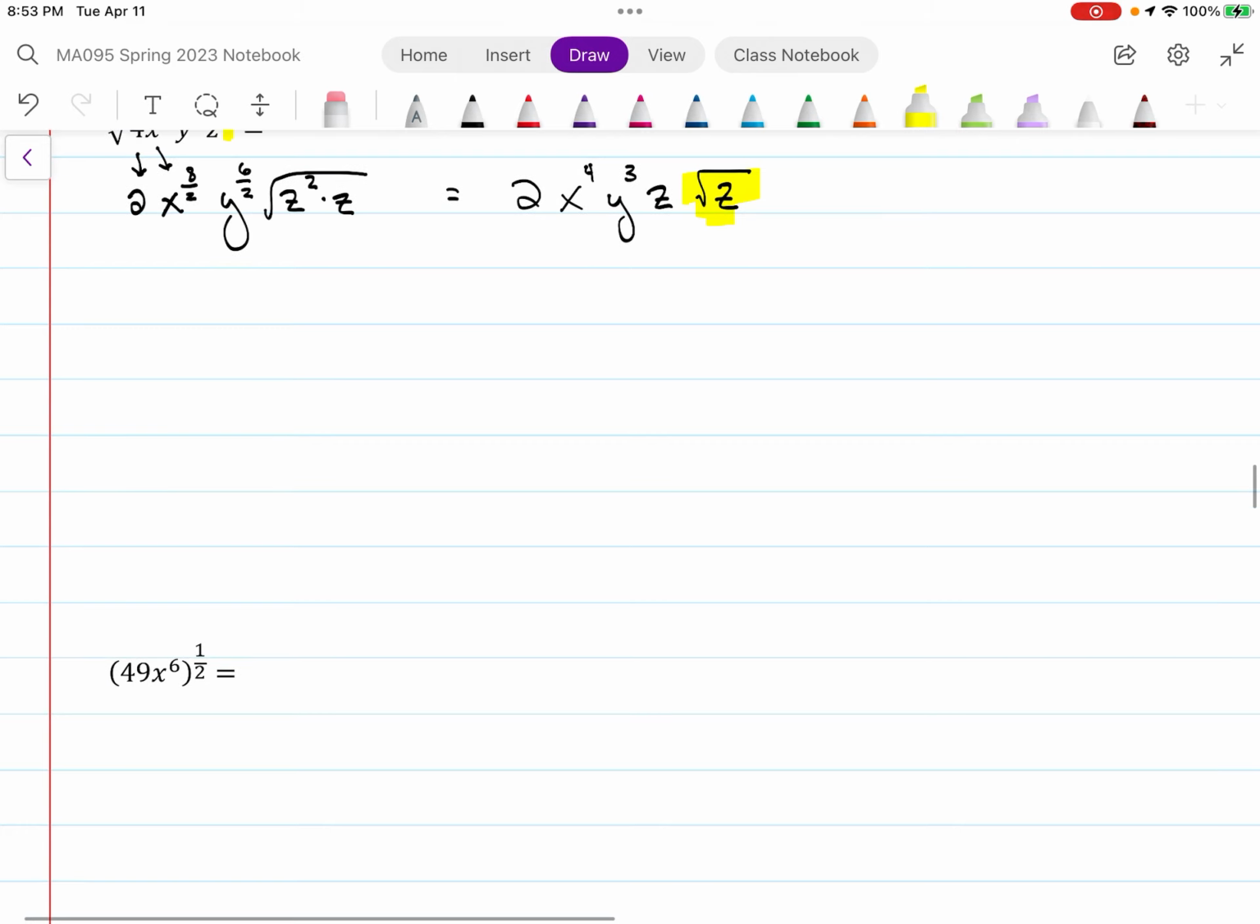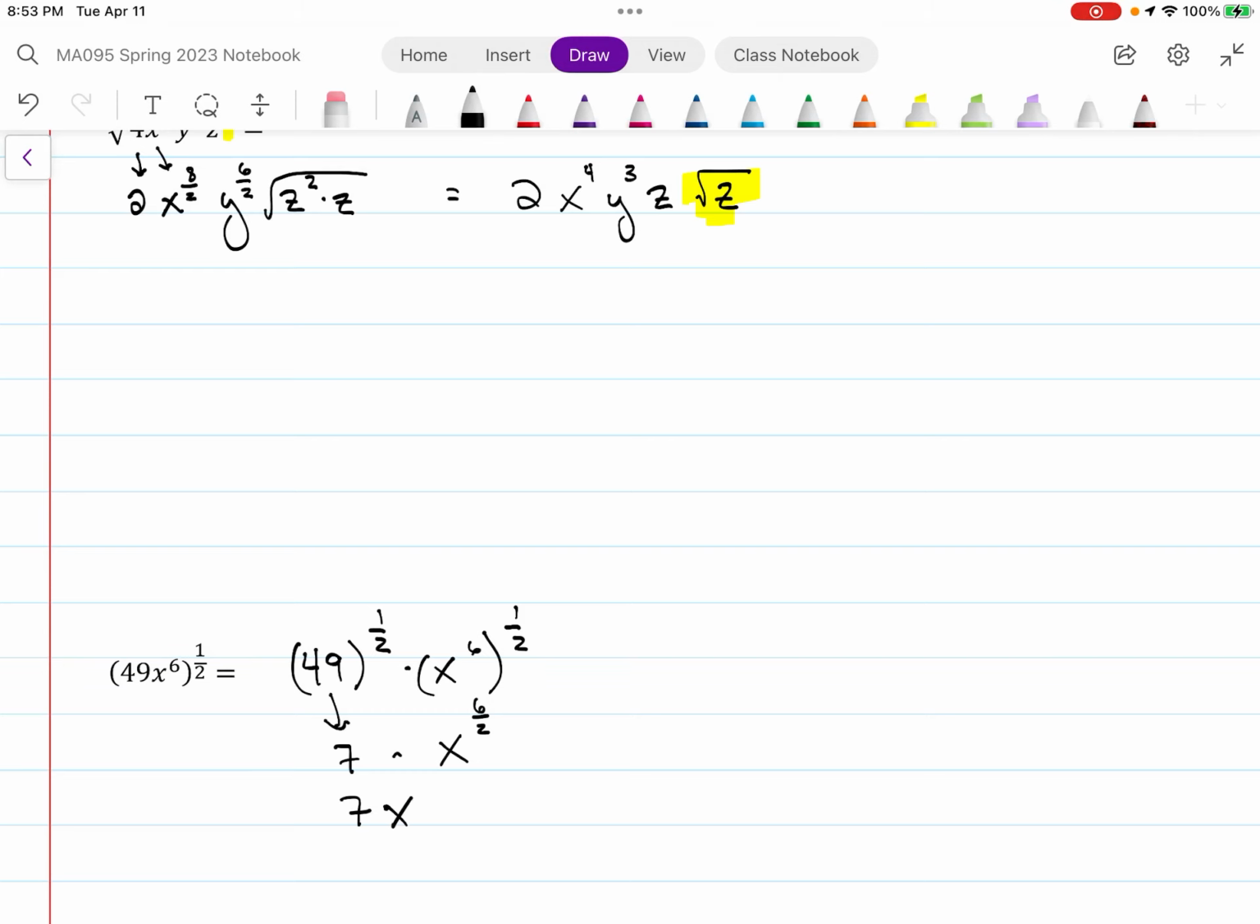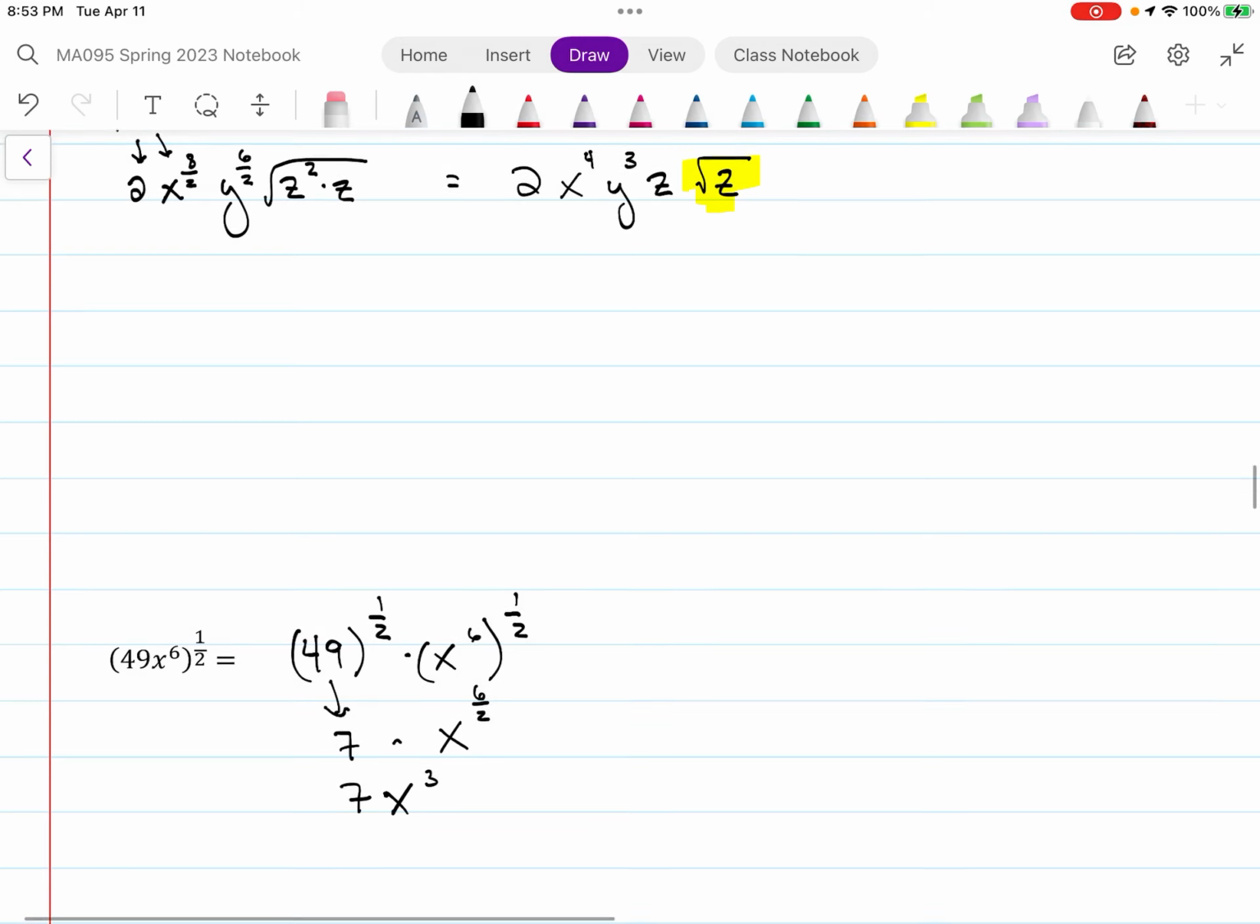Okay, so try this. All right, so using those rules up above, we've got 49 to the 1/2 times x to the 6th to the 1/2. Well, 49 to the 1/2 is the square root of 49, which is 7. X to the 6 to the 1/2 is, you might be able to do that in your head now, but if not, just write it like that, 6/2. So we've got 7 times 6/2 is 3, so 7x cubed.